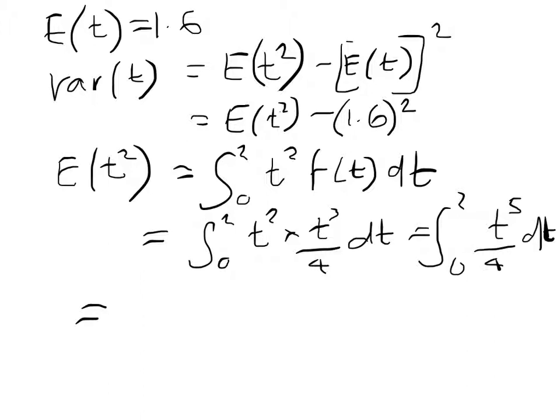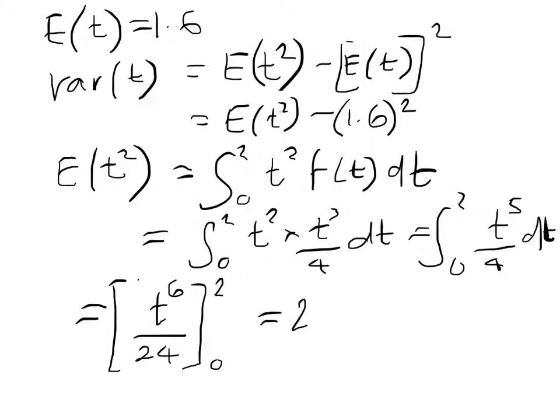So we can now perform the integration. So that will be t to the power 6 over 6 times 4, so over 24, and that will be between the limits of 2 and 0. Now 0 is always friendly to us because there's nothing to calculate there, so our answer for E of t squared is going to be 2 to the power 6 all over 24, which equals 64 over 24.